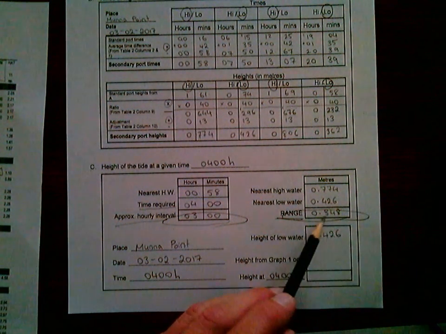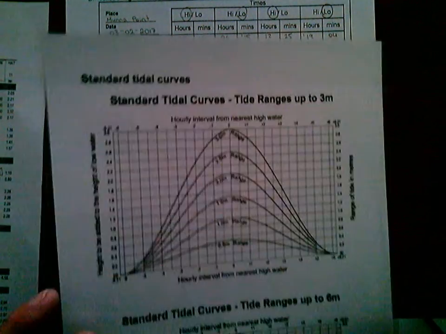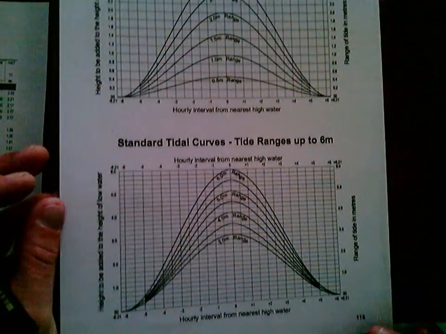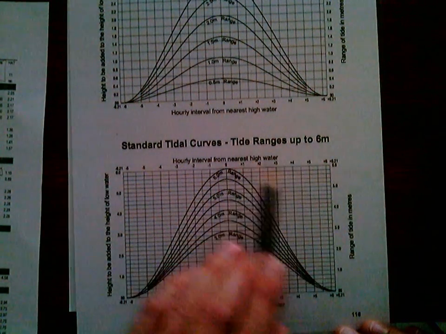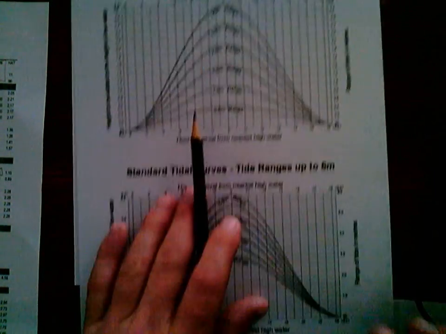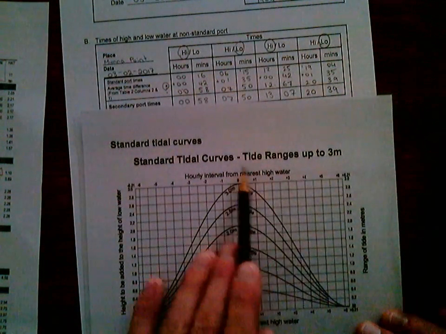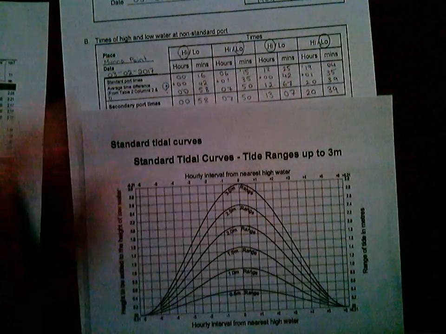Now you'll note that the range is 0.348, okay? We have two graphs that we utilise. For the most part, tide ranges up to 6 metres we don't worry about because we don't often experience that in southeast Queensland. We experience tidal ranges up to 3 metres. So this is the graph that we're going to use.